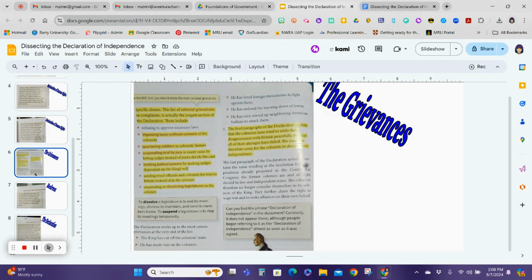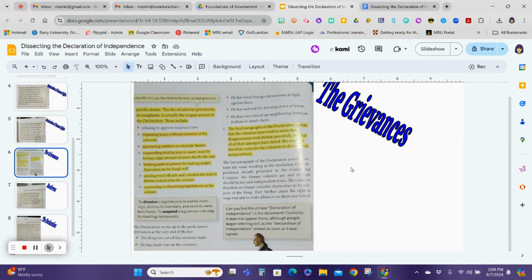And he's hired foreign mercenaries, right, to fight against them. He did hire those German soldiers, the Hessians, to fight along the British army in the colonies. He's ordered the burning down of towns, and he's also tried to have all of the Native Americans around the colonists revolt against them and start war upon them, which really ended up having a split decision there because you had some Native American groups that sided with the colonists and some that did join the British.